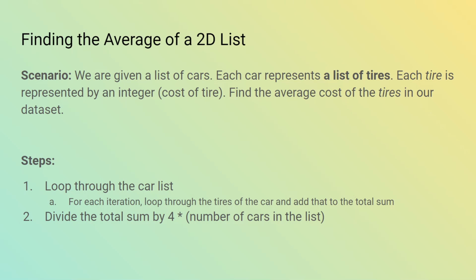So here are the steps, right? We of course need to loop through the car list to get the sum, but for each car, we're also going to need to loop through the 4 tires in the car. That is the nested for loop part, right? And then the other interesting thing is that we're going to divide the total sum of the tire costs by 4 times the number of cars in the list. Why is it 4 times the number of cars in the list? Well, remember the average, we're trying to find the average of the tires, so we need to know how many tires are in the matrix, not how many cars. And so since we know that each car has 4 tires, we're just going to divide the total sum by 4 times the number of cars.